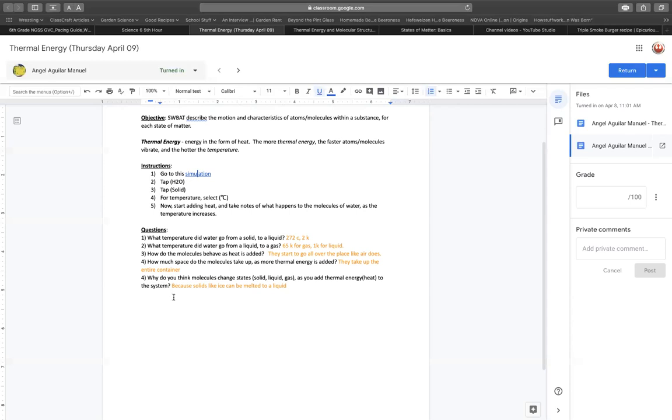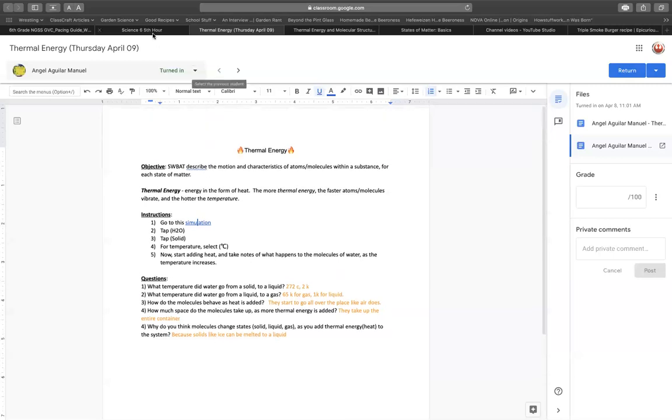And then why do you think that molecules change states as you add thermal energy? It comes down to the fact that they're just vibrating so hard. There's so much energy there, they can't bond with one another, right? Those bonds break. So if you said something along those lines, that would have worked. So that's a review for the thermal energy assignment.